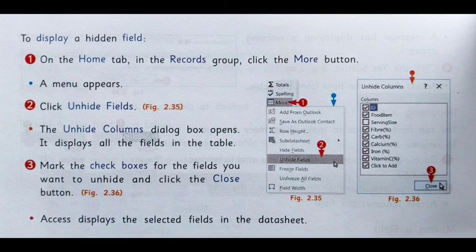To display a hidden field, on the Home tab, in the Records group, click the More button. A menu appears. Click Unhide Fields. The Unhide Columns dialog box opens. It displays all the fields in the table. Mark the checkboxes for the fields you want to unhide and click the Close button. Access displays the selected fields in the datasheet.